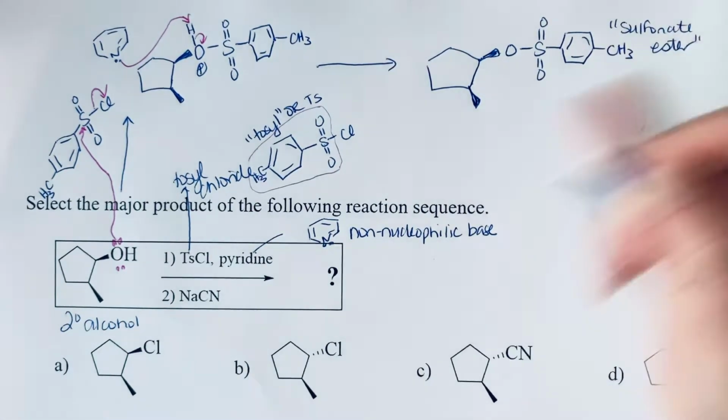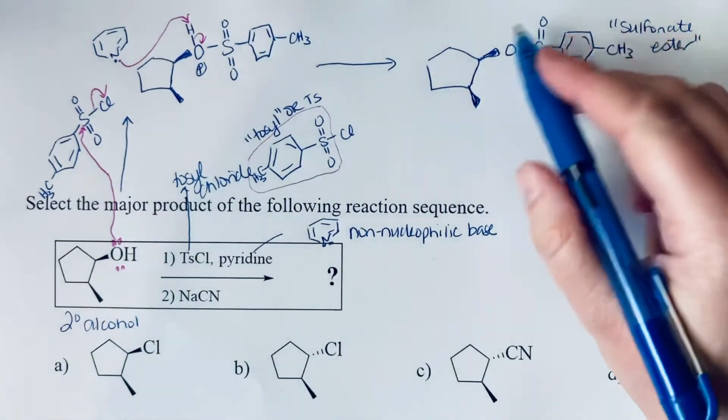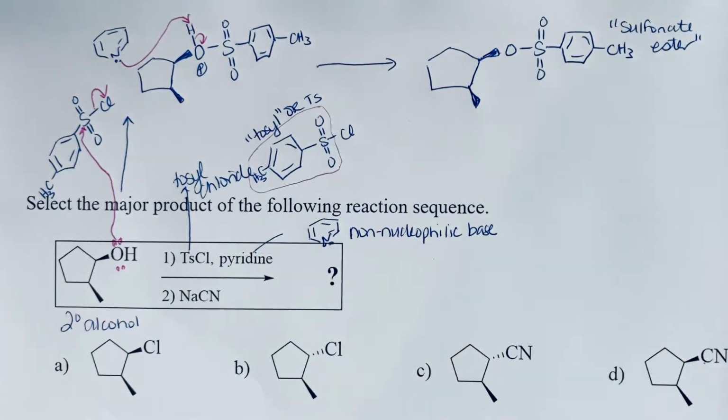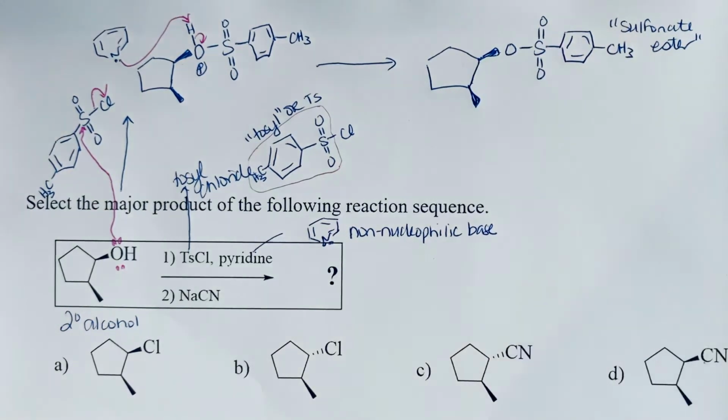And this is a good leaving group. So you can consider this to be about the same as what you would think of as an alkyl halide in terms of leaving group ability. So this is a secondary sulfonate ester. You can, in your mind, treat this as a secondary alkyl halide and use that when you're deciding what's going to take place in the second step.